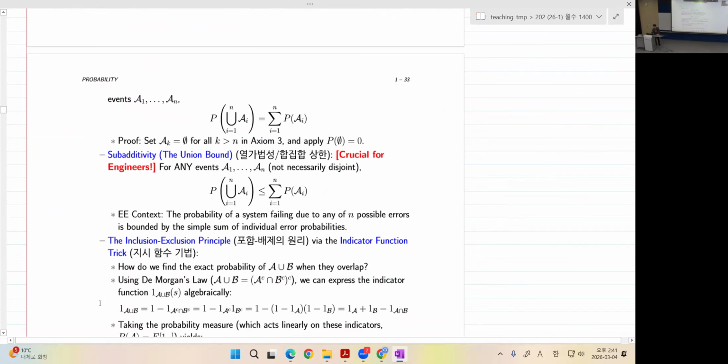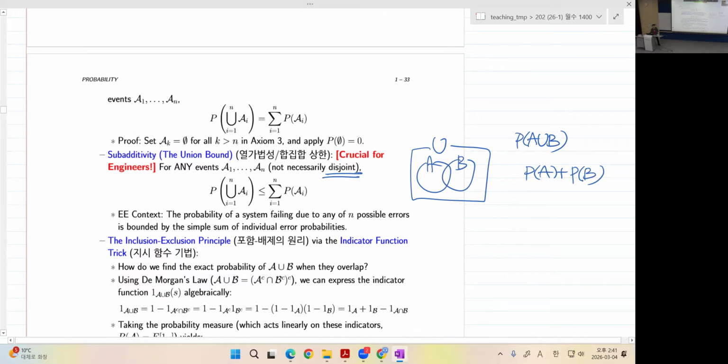By the way, the third axiom required pairwise exclusiveness. But what if we remove that disjointness? Then, as you already know from this simple Venn diagram, probability of A union B and probability of A plus probability of B, which one is greater? That one, right? By the way, this is for two events. For general n and countably infinite events, you have what? By the way, n can be infinity.